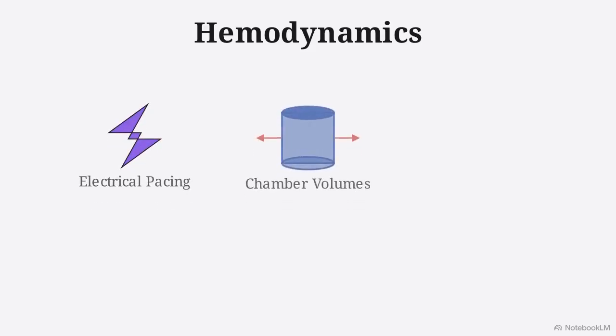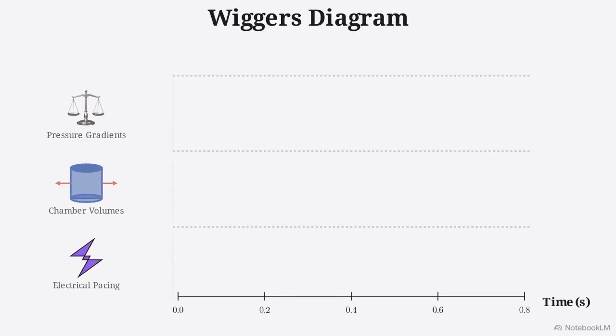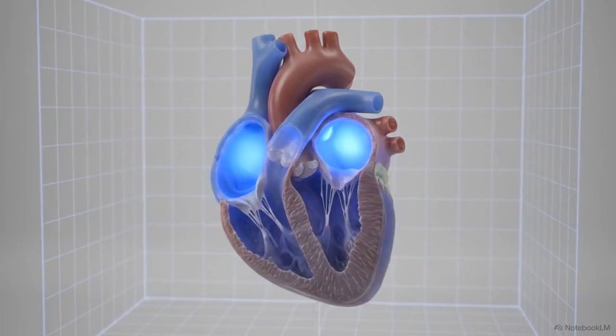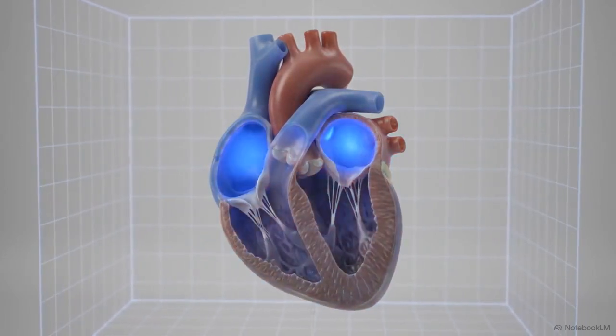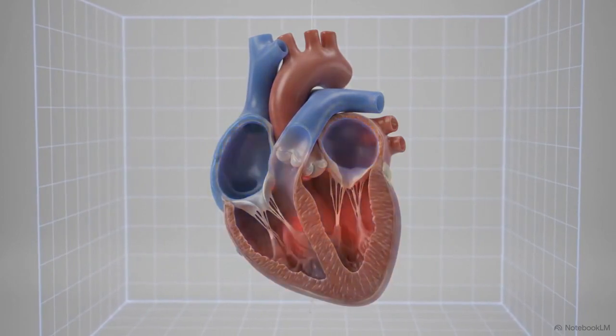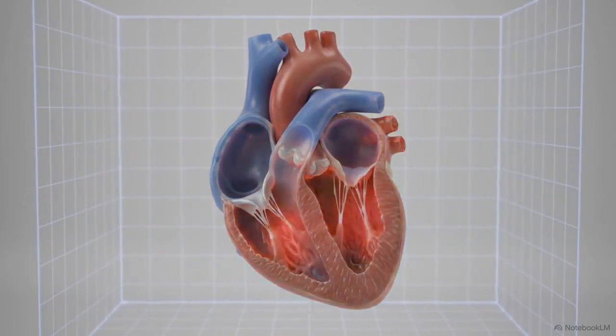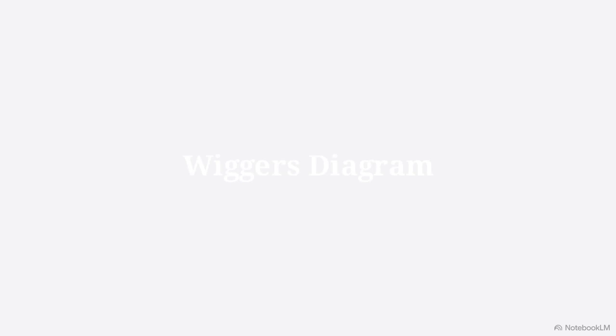To accurately understand hemodynamics, the physical movement of blood, we must map electrical pacing, changing chamber volumes, and shifting pressure gradients onto a single timeline. Mastering cardiac physiology requires seeing how all these systems interact to produce a single heartbeat, a sequence that executes flawlessly in exactly 0.8 seconds.